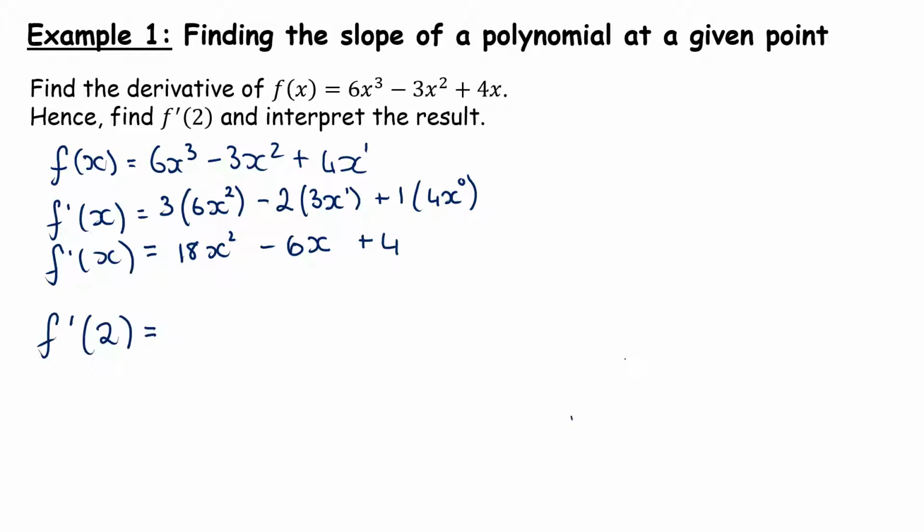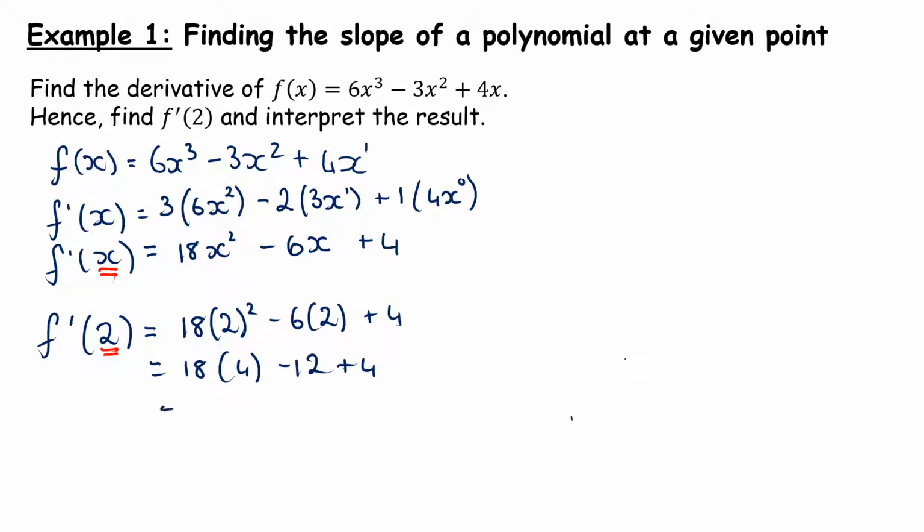So what's happened here is we had f dash of x, we now have f dash of 2, so they've replaced x with 2. So we're going to do the same. So everywhere there's an x, we're going to sub in our 2. 18 times 2 squared minus 6 times 2 plus 4. So that is 18 times 4 minus 12 plus 4. That equals 72 minus 12 plus 4, which turns out to be 64.